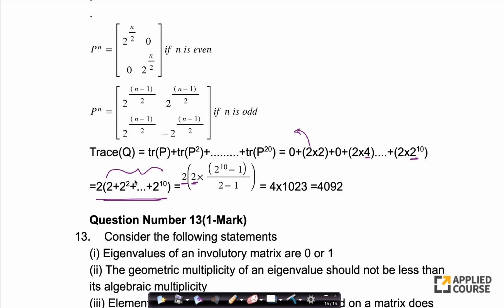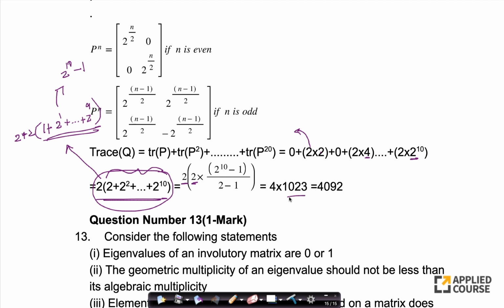Okay, so if you simplify this, again, this is also very simple to compute. If you take both 2 and 2 outside, you will get 1 plus 2 power 1 plus so on up to 2 power 9. Right? And we know 2 power 0 up to 2 power 9 is nothing but 2 power 10 minus 1, which is nothing but 1023. And 2 into 2 is 4.